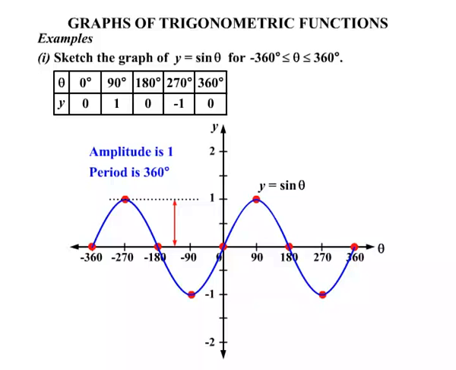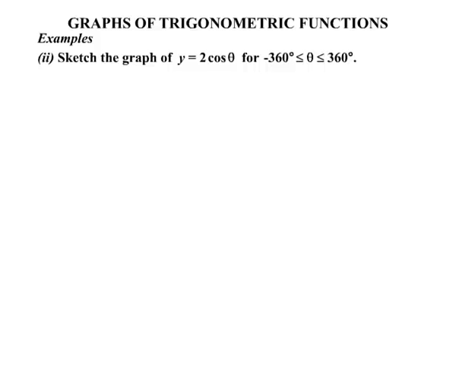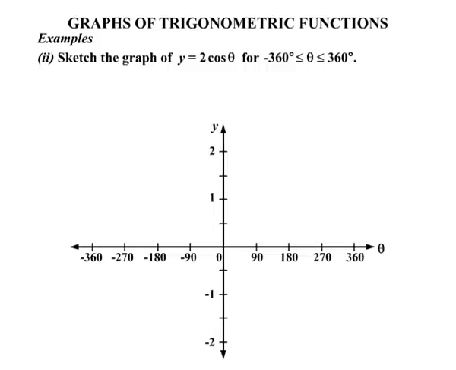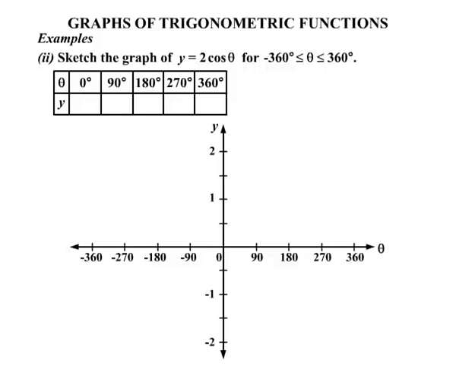Excellent. Our second example now, we need to sketch the graph of y equals 2 cos theta. Again for the same domain, for theta between minus 360 degrees and positive 360 degrees. Well, we start off with our number plane again. There's our axes. A table here, 0, 90, 180, 270 and 360 as we did before.